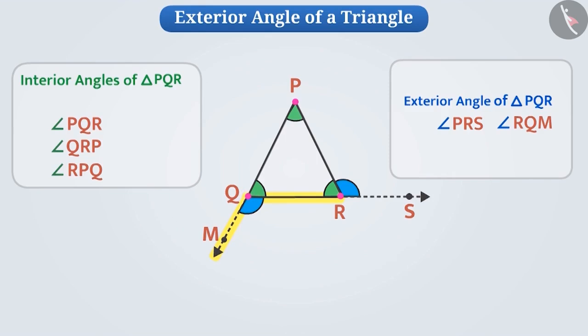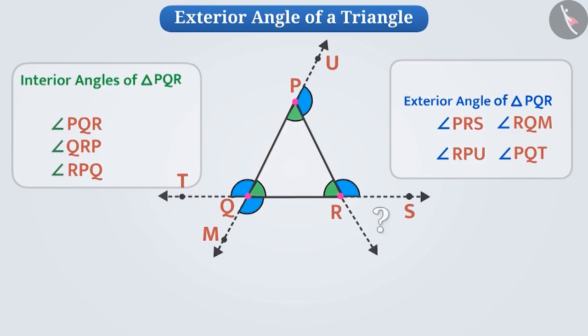of the triangle. Similarly, if we extend the side PQ through U in the upward direction, we will get the exterior angle RPU. Exterior angles can be formed for a triangle in many ways. If we extend the side QR towards the left, we get an exterior angle PQT formed at the vertex Q. Now you may pause the video and try to find the exterior angle by extending the side PR.